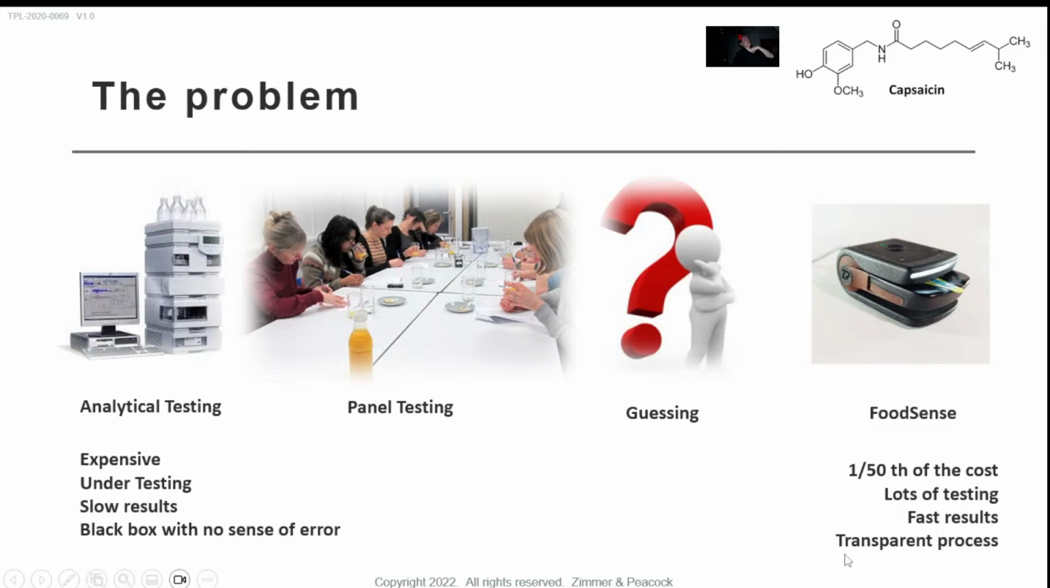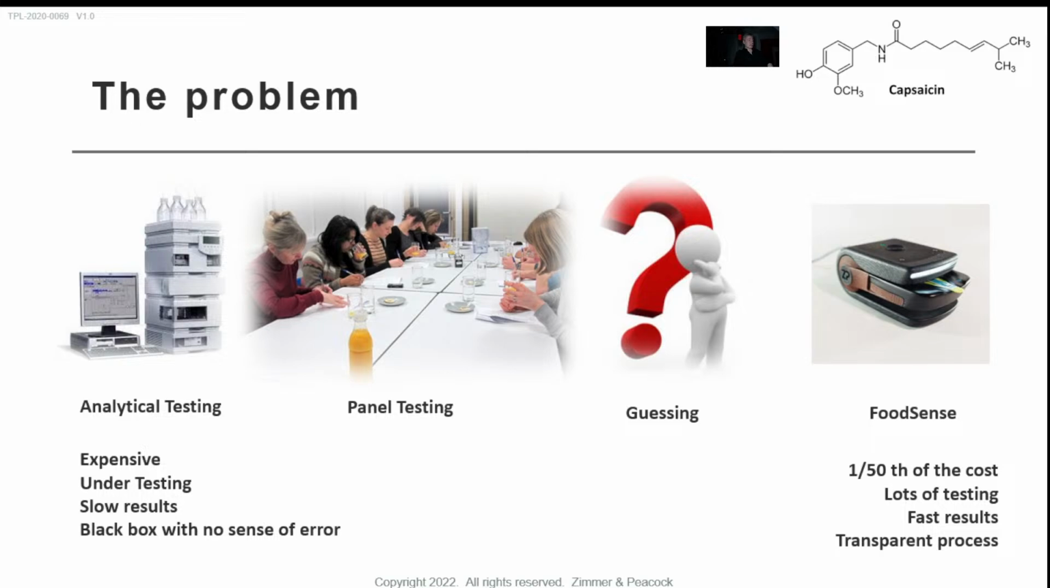So not only do you have fast results with FoodSense, but you also have security on the results because you're the one who did the test. And also, FoodSense is a very transparent process. I'm going to show you today that with the HPLC, there is no access to the raw signal and there's no access to understanding the error in the methodology.